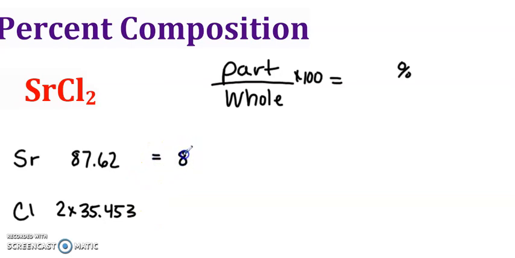This one here is pretty easy. It's 87.62. And then let's calculate this one. Okay, so here are both of the parts. Here's how much strontium has a mass of, and this is the mass of chlorine. So that's each part we can figure out for each one, but we need to figure out our whole. So we'll add these two up.